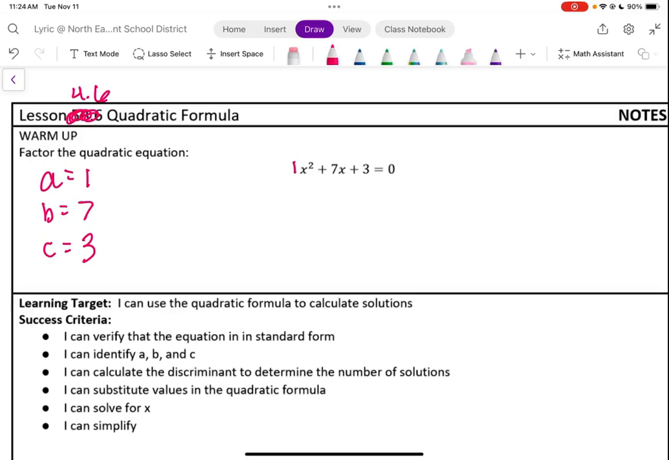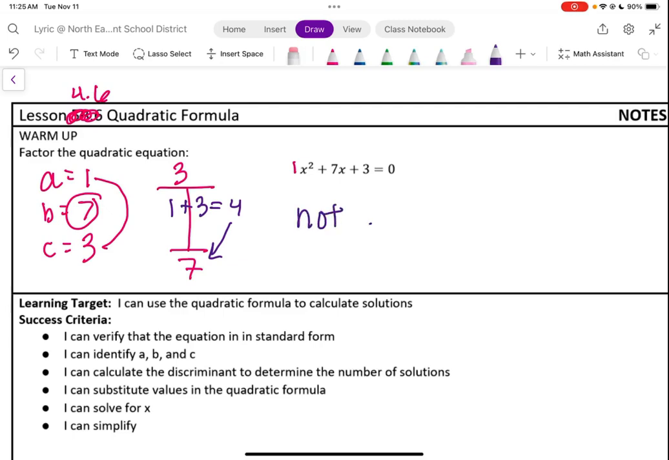Our next step is to move on to creating the table. We have a times c at the top, 1 times 3 is 3, and at the bottom we have b. Now we need numbers that multiply to 3, and the only numbers that multiply to 3 are 1 and 3. In this case, they need to multiply to 3 and add up to 7, but 1 plus 3 only equals 4. Because no other numbers multiply to 3, and they don't add up to 7, this is not factorable. Now, this doesn't mean that we can't solve it, but we just can't solve it by using factoring.